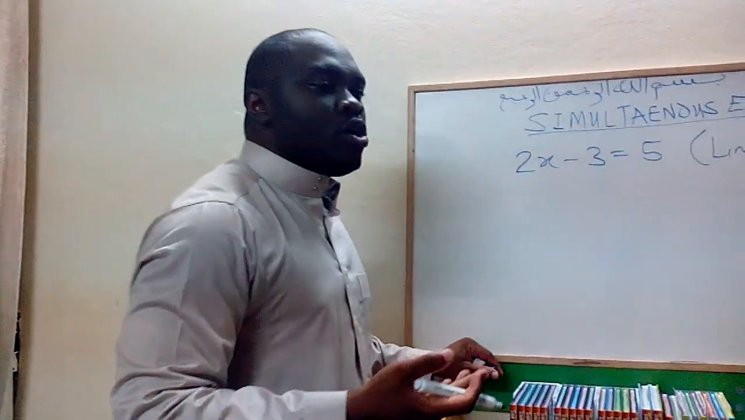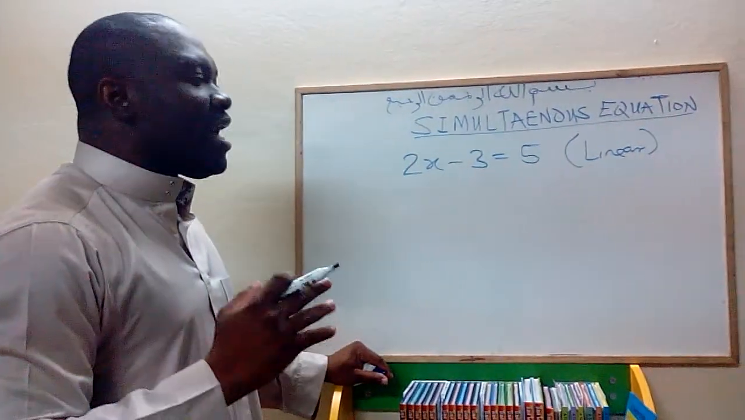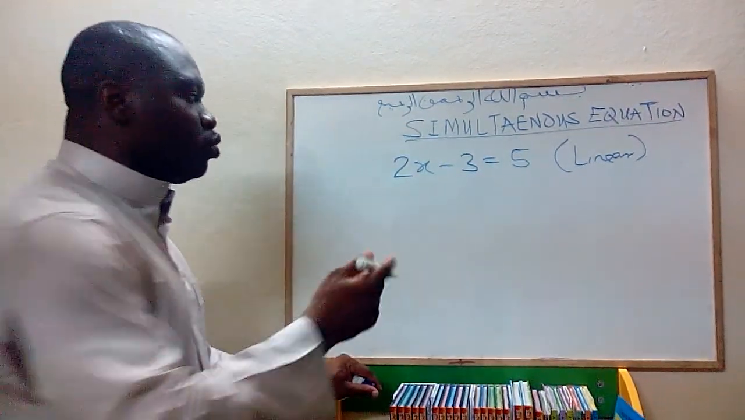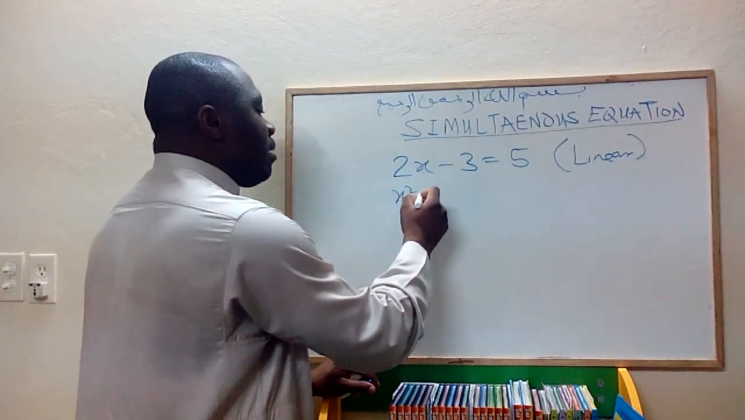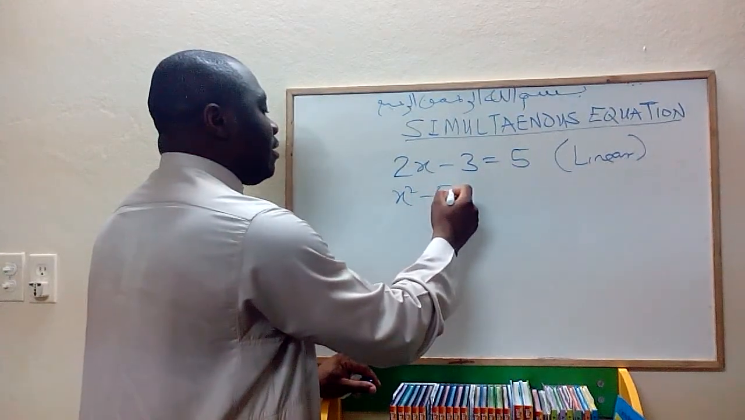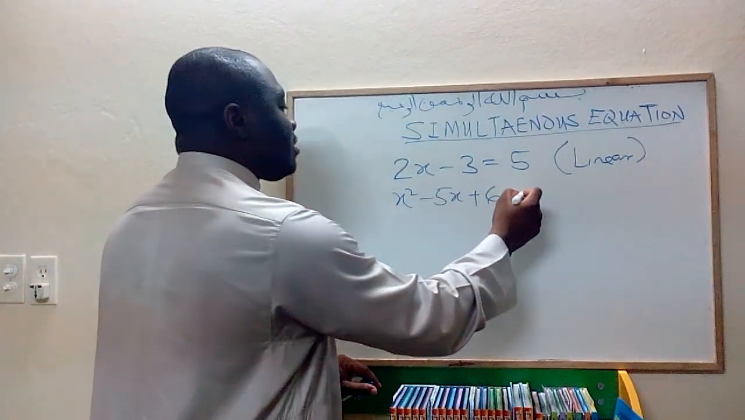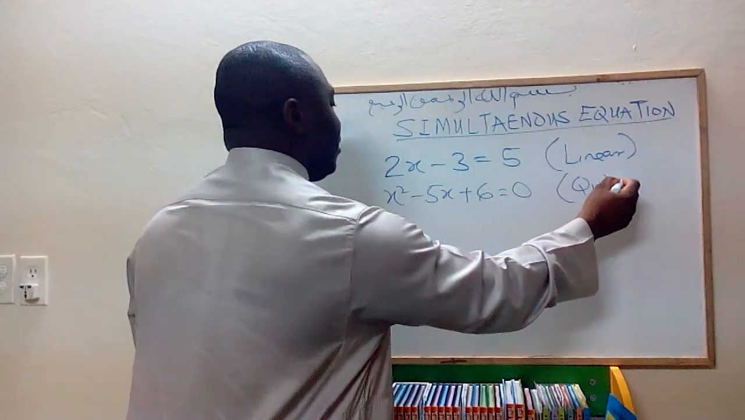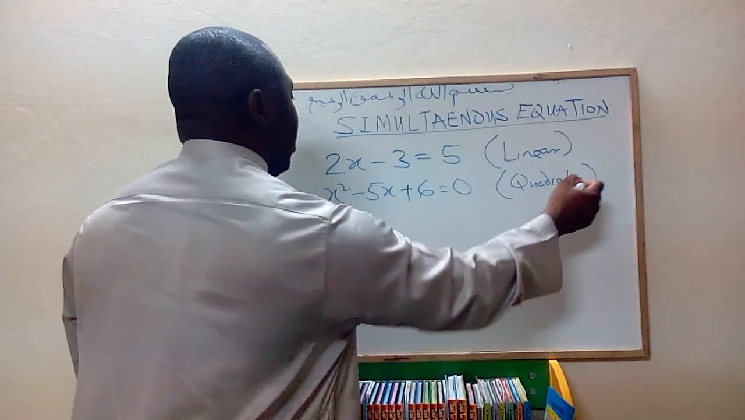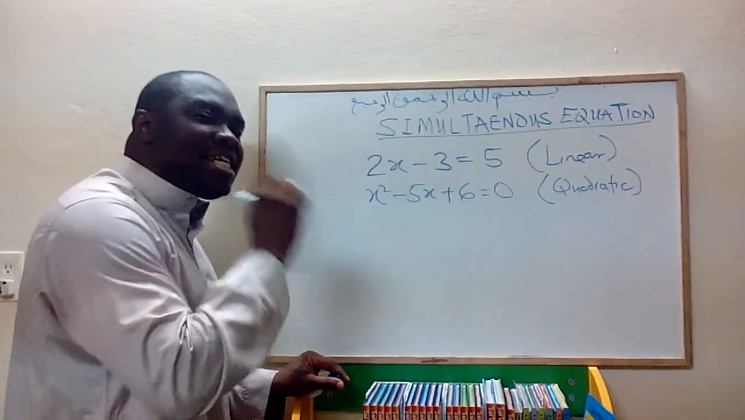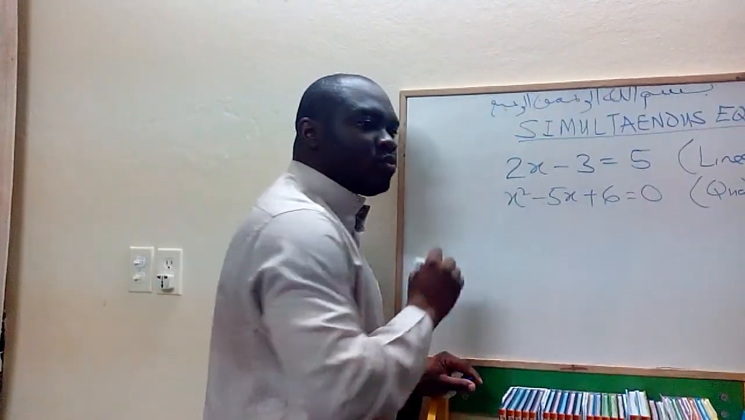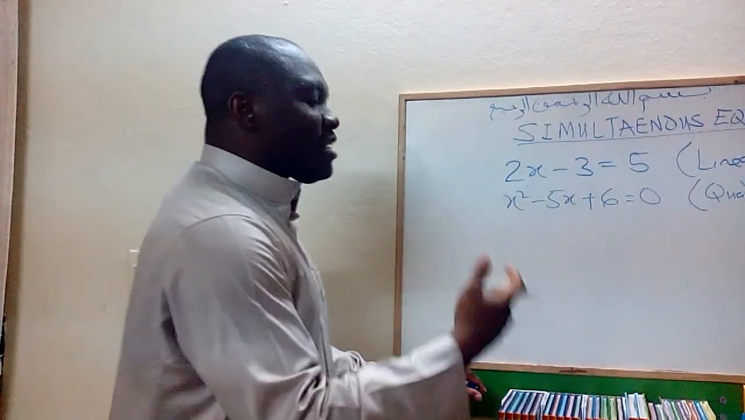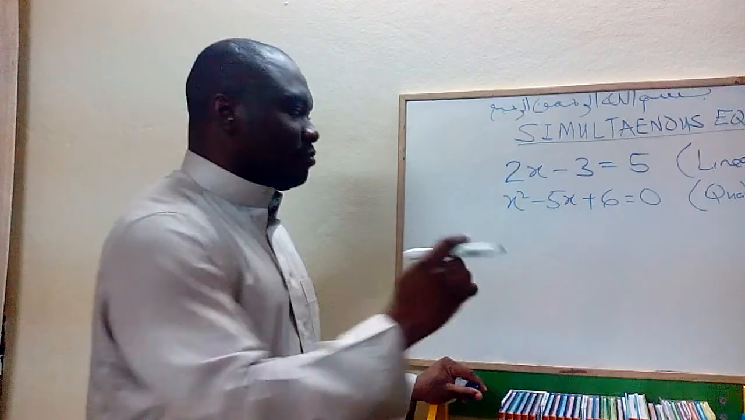We can have it to be quadratic. Still we have just one variable, but the degree of x will now be 2. So we have x squared minus 5x plus 6 equals 0. In this case, we call it quadratic, because the highest degree of x is 2. We can have cubic. By cubic, the highest degree of x is now 3.